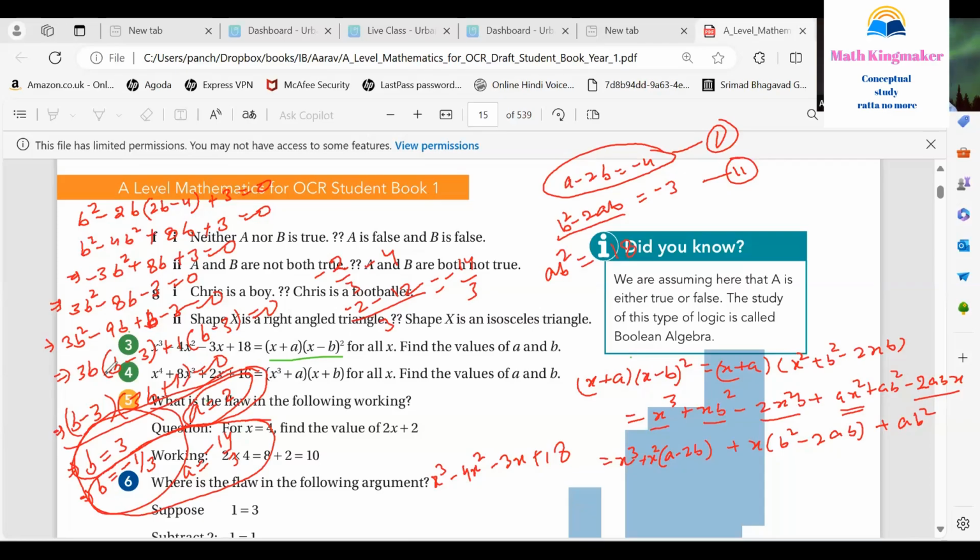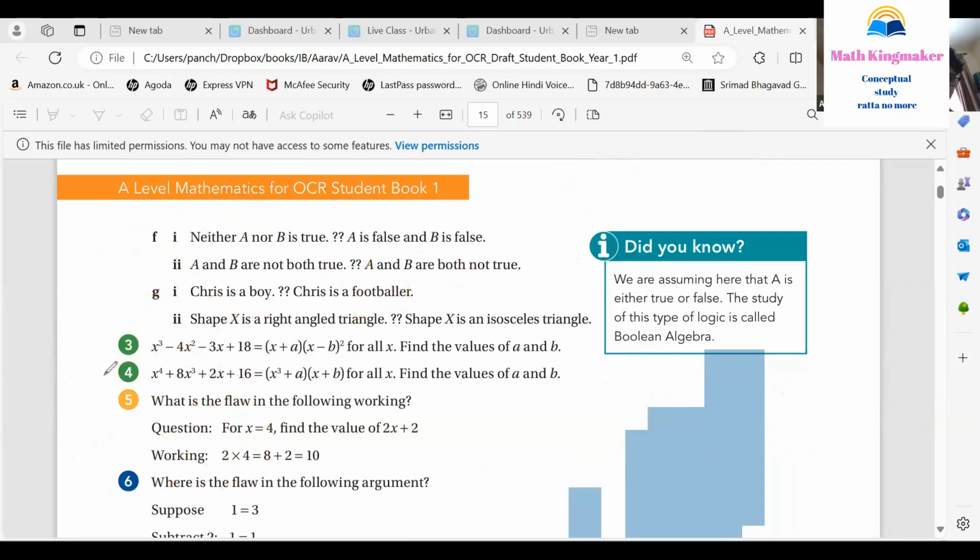And please prepare notes. Yes, they are very important, and they are forever. If you become a scientist, you can show your students that these are my notes.